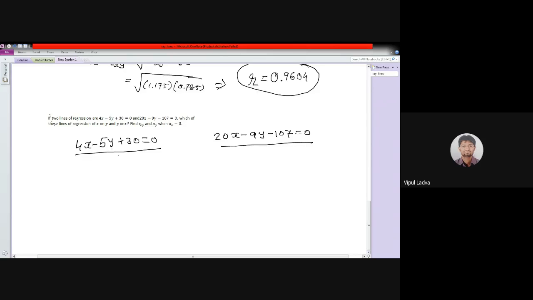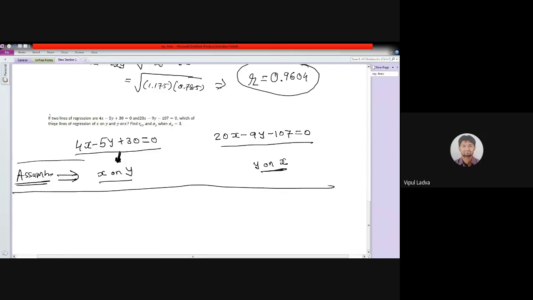Let me help you pick this one. What you need to assume: assume one of them, whether it is x on y or y on x. Okay, we are assuming that this is x on y. If we assume this is x on y, then as per the assumption, this must be y on x. Now take care, this is our assumption. This is not the conclusion. Now we need to decide whether our assumption is correct or not.